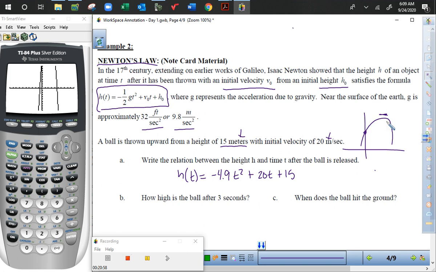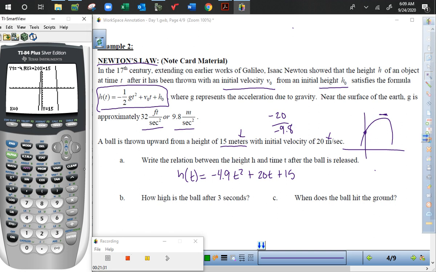Okay? So remember that's the opposite of b over 2a. So for us, that would be the opposite of 20 over 2 times a gets us back to the 9.8. And that would be the value of our vertex. Okay? So once you get that, you can literally trace it.